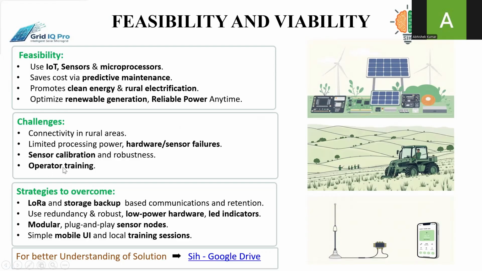In order to mitigate all this, we will be overcoming it by using LoRa and storage backup. During offline periods, we will be storing the data locally. Once network connectivity is achieved, we'll be sending the data back to our cloud. By this, we are ensuring against the connectivity issue, and we have a modular approach of sensor nodes. For better understanding of our solution, feel free to go through our Google Drive.